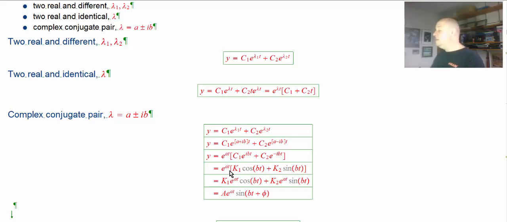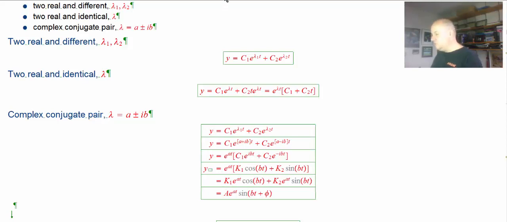So what does that mean? Well, if I get a complex conjugate eigenvalue, this is my answer, my homogeneous solution: e to the a t, e to the real part t, times some constant cos of imaginary part t plus some constant sine of imaginary part t. How do I get the constants? The initial conditions.